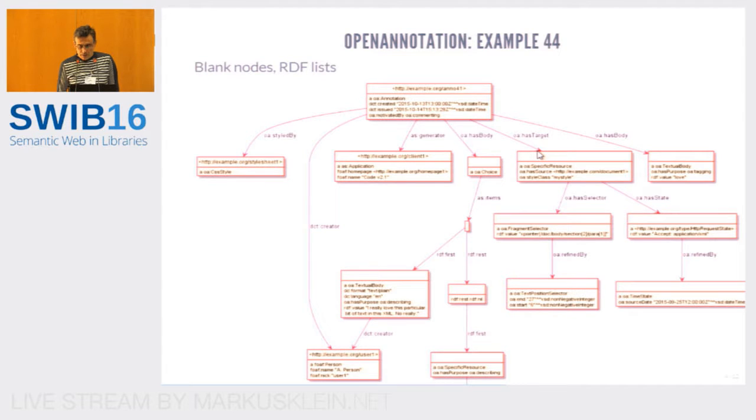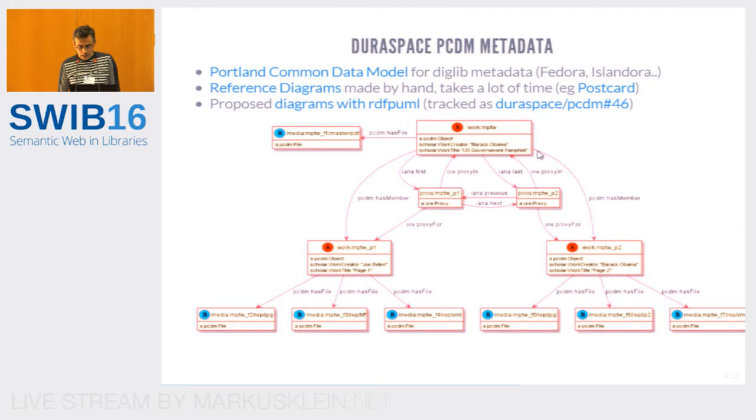I redid one of the examples in the open annotation specification. So you have here blank nodes, lists, and interesting kinds of stuff. I proposed to the PCDM people, this is the Portland Common Data Model for a common metadata model for institutional repositories. And over there, the idea is that you use the circles to designate different types of metadata. It's quite easy to write.